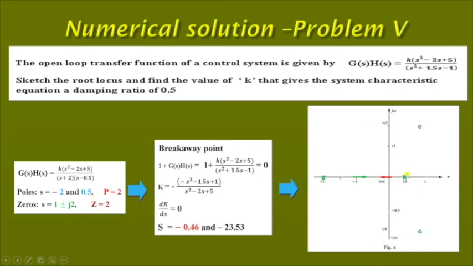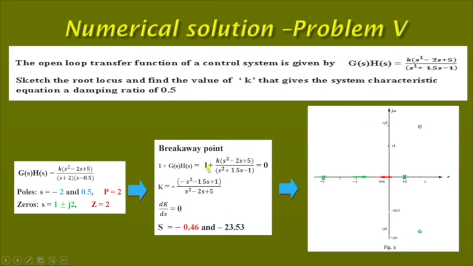So draw the poles and zeros in the S-plane. The root locus starts from 0.5 and minus 2, because the root locus lies between 0.5 and minus 2. Then these two root locus branches meet at a point. This point is called the break-away point. So find the break-away point.